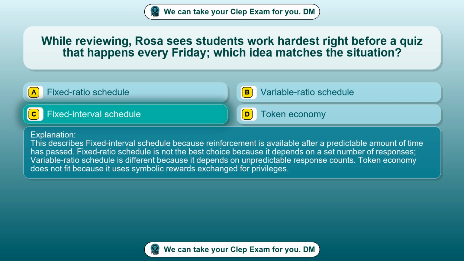This describes fixed interval schedule because reinforcement is available after a predictable amount of time has passed. Fixed ratio schedule is not the best choice because it depends on a set number of responses. Variable ratio schedule is different because it depends on unpredictable response counts. Token economy does not fit because it uses symbolic rewards exchanged for privileges.